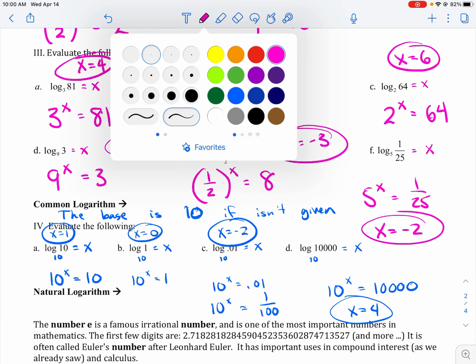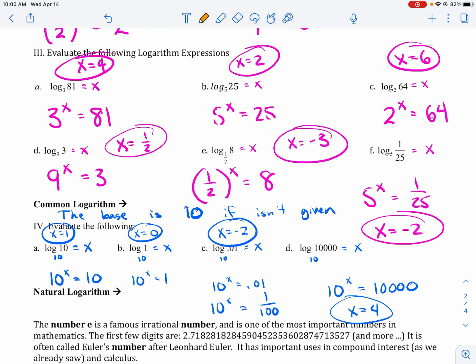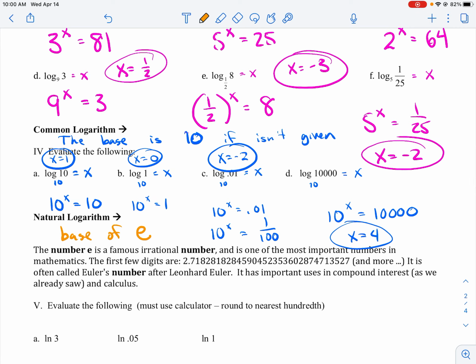What is a natural log? Well, a natural log is a log that has a base of e. What is e? Well, read below. The number e is a famous irrational number and is one of the most important numbers in mathematics. The first few digits are this nice long number that continues to go on, so it's very similar to your pi number. It just goes on. How this guy came up with this really large number, I don't know, but it's often called Euler's number after Leonhard Euler, and hence the letter e.